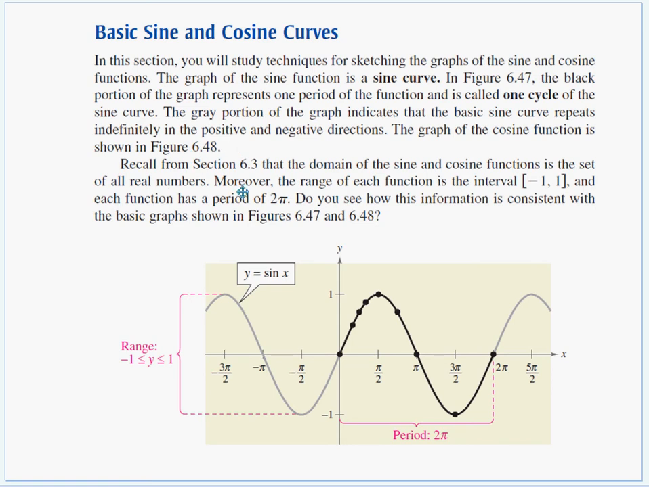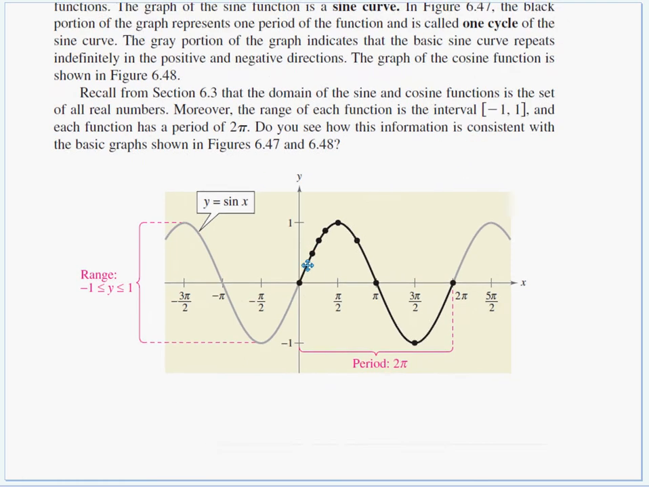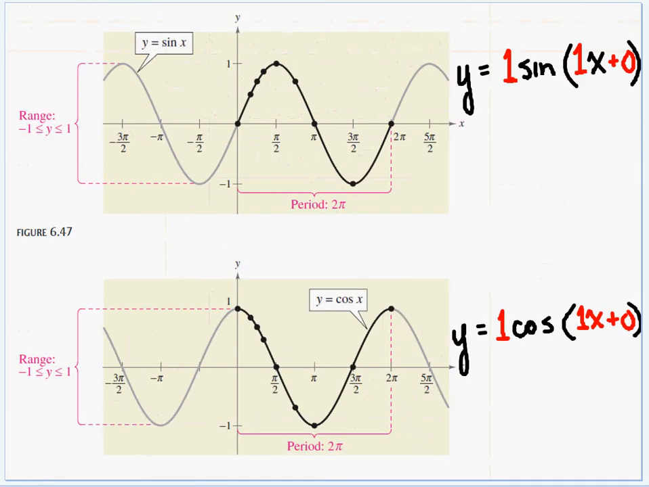Recall from the last section that the domain of sine and cos is the set of all real numbers. The range, or the outputs of the function, are -1 to 1, and each function has a period of 2 pi. Do you see how this information is consistent with the basic graph shown? Okay, let's again look at here. So here's both graphs at once.